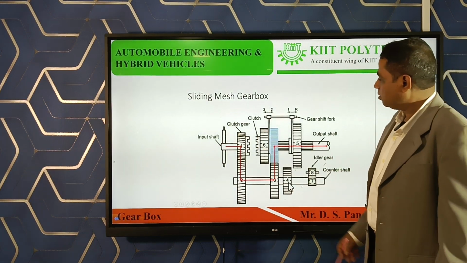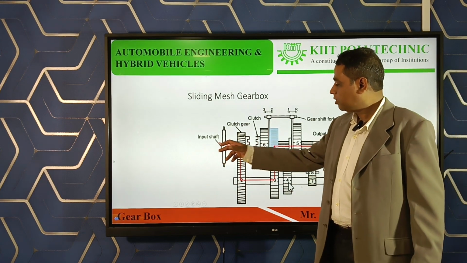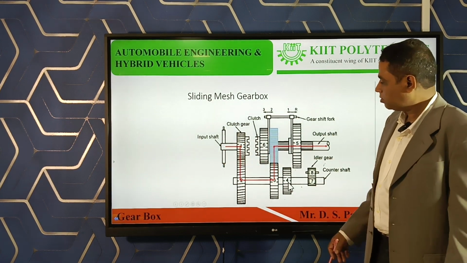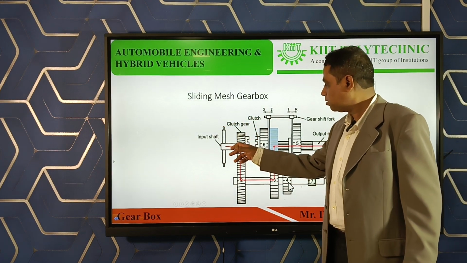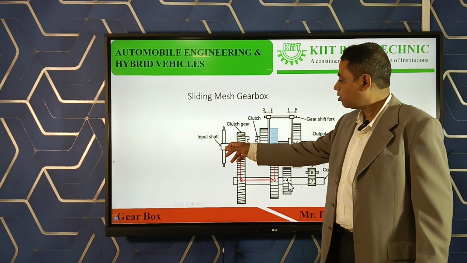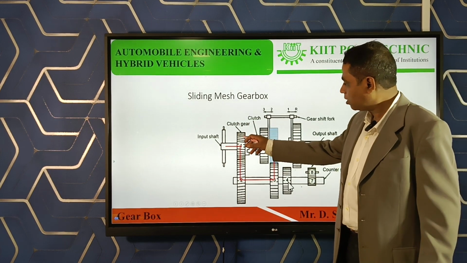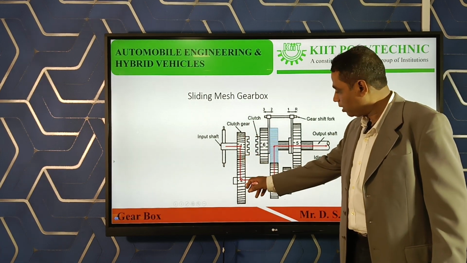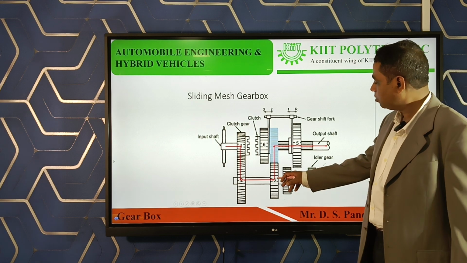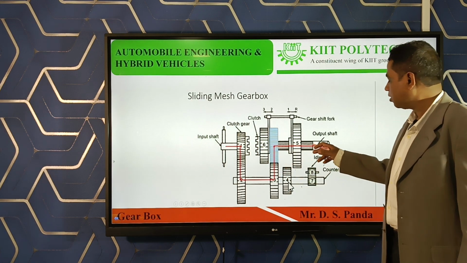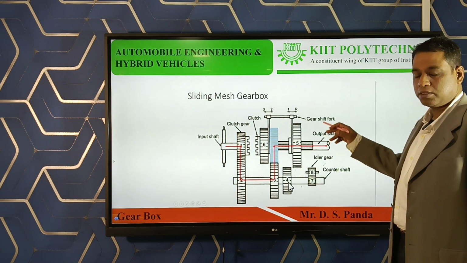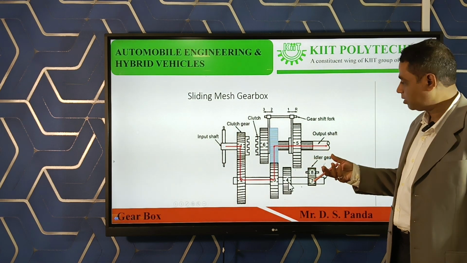Now the power transmission starts. Suppose the power from the engine comes into the input or clutch shaft. Through the clutch gear, it will come to the counter shaft. Then through gear 2, it will transmit the power so that the wheel will rotate.